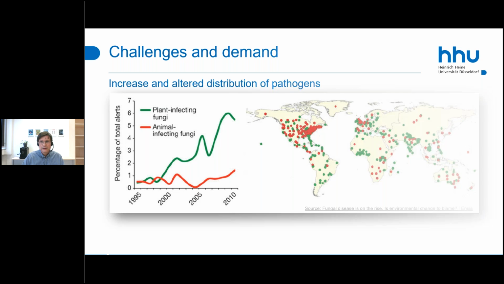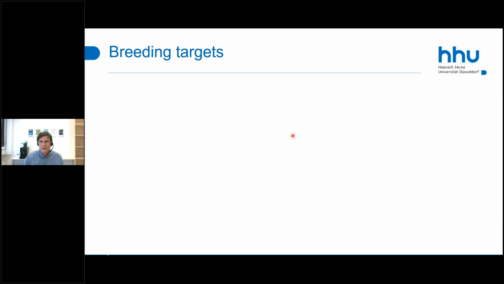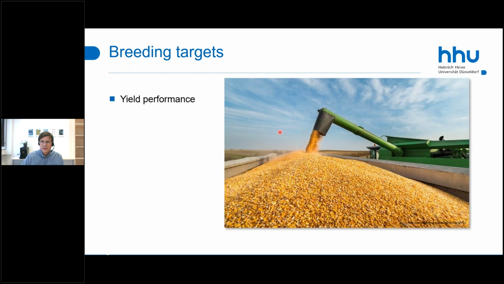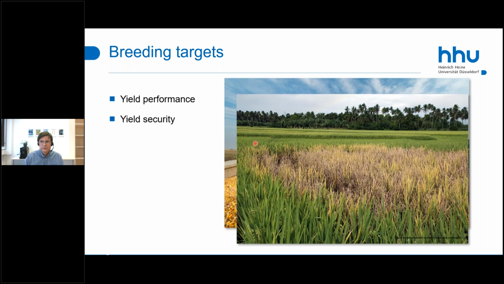And what are those kind of breeding targets? On one hand, of course, it's yield performance. So, of course, the farmers are interested in getting out as much as possible from their fields. Next would be, of course, becoming more and more important, yield security. So as I mentioned, on one hand, we have problems with biotic and abiotic stress factors, which of course influence the yield dramatically, and also the changing weather conditions.